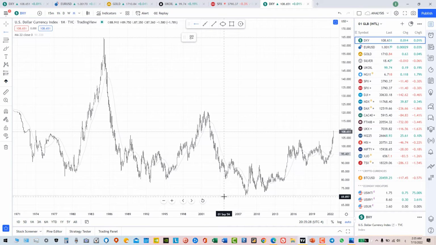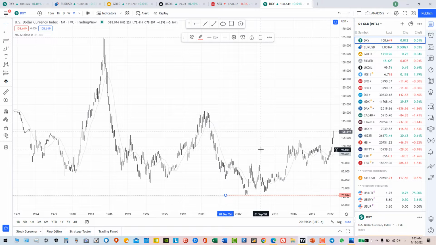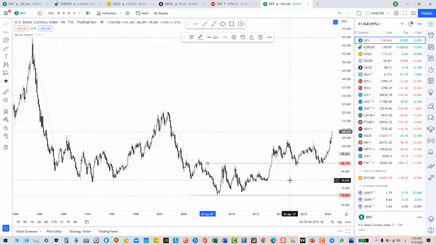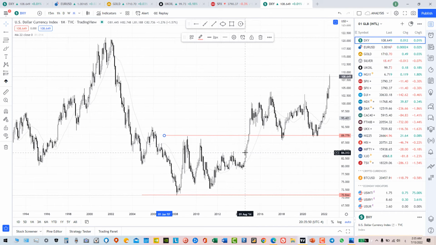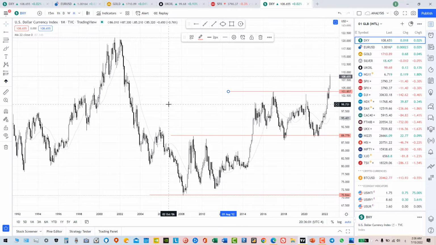First of all, this historical low at around 71 points, and then this significant level, which is working as a support now at approximately the 90 points level. Then we do have another one at the 103 points, which is a very important support level now.